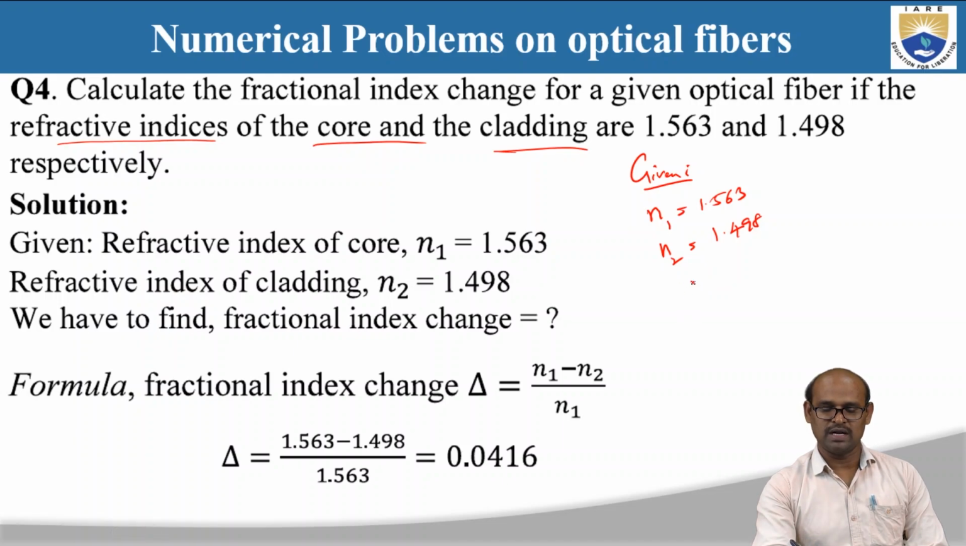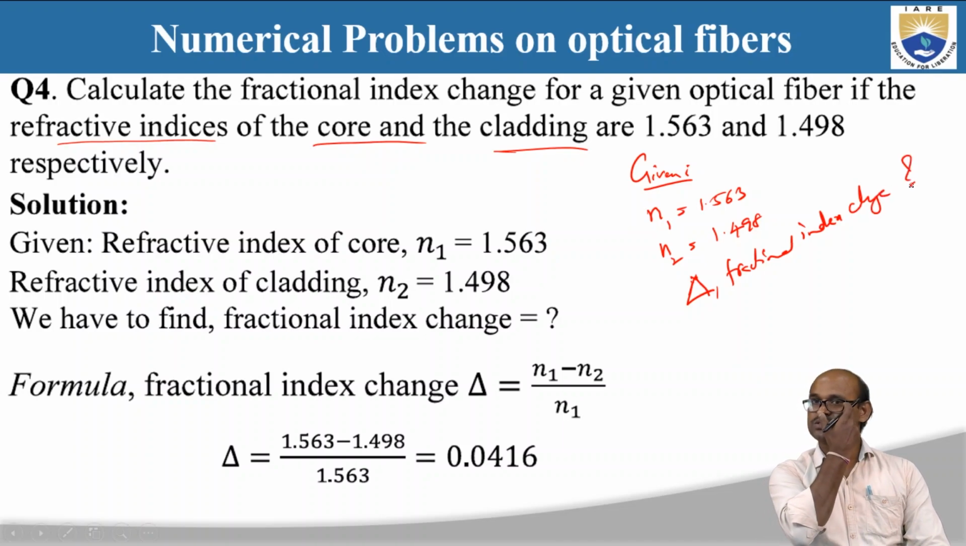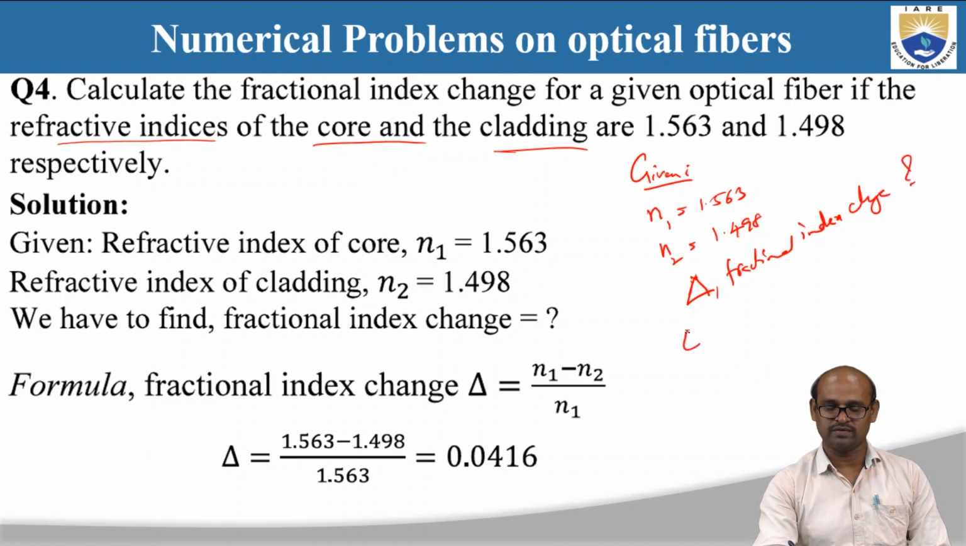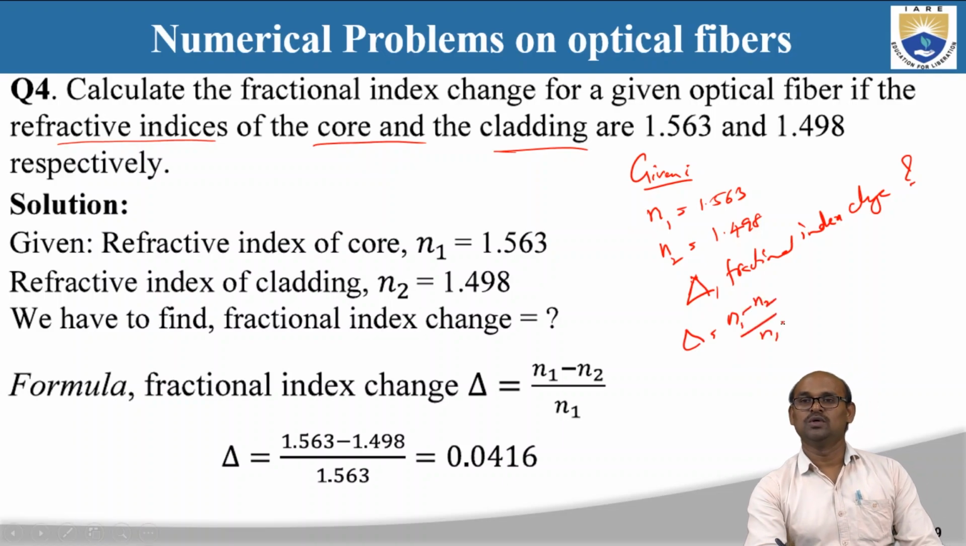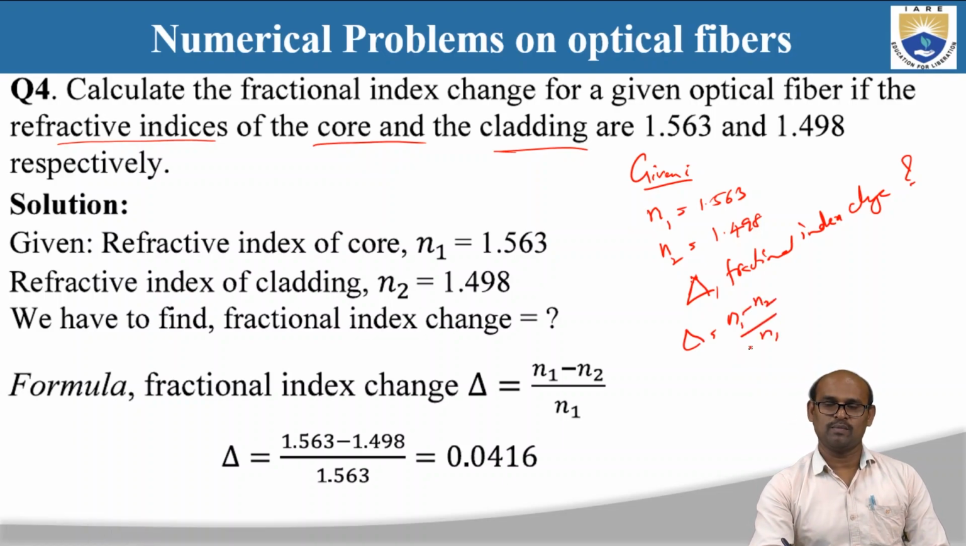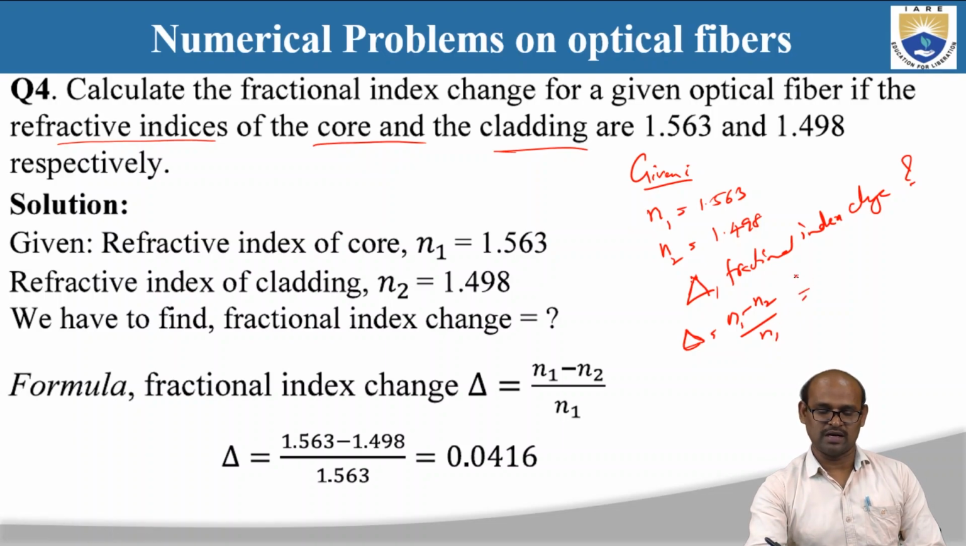Okay, so delta is the fractional index change or fractional refractive index change. We need to calculate this. So the formula for the fractional refractive index change is (N1 minus N2) by N1. In deriving the numerical aperture in terms of delta, we defined delta as (N1 minus N2) by N1, right? So substitute the values of N1 and N2.